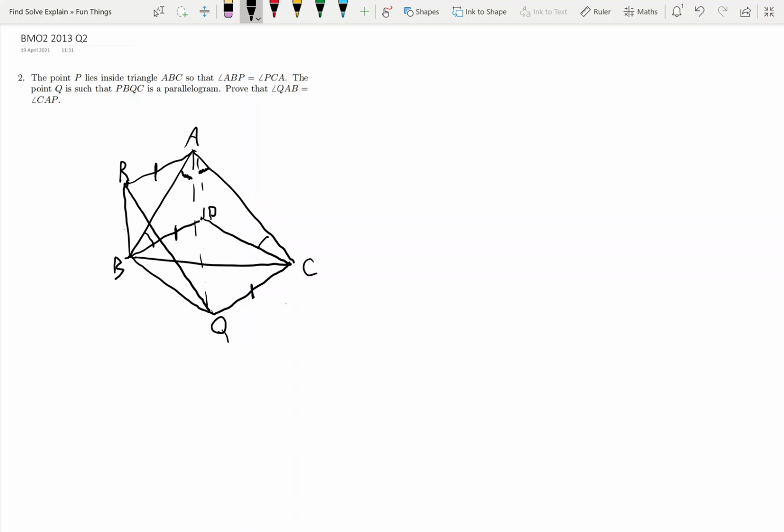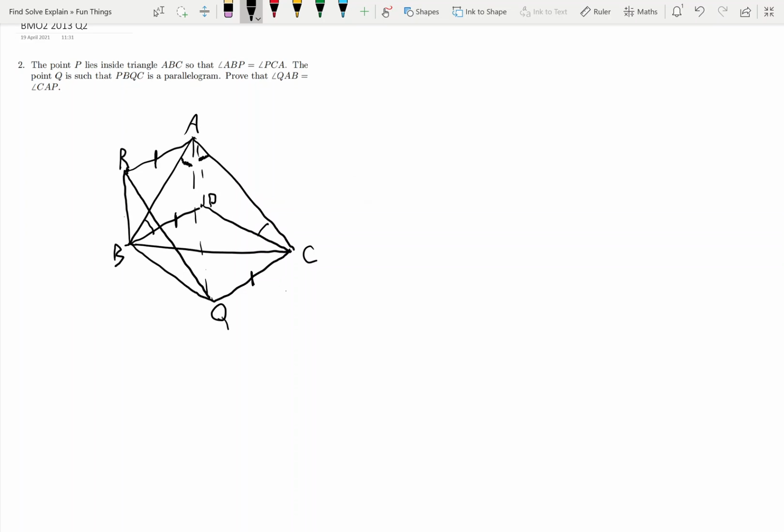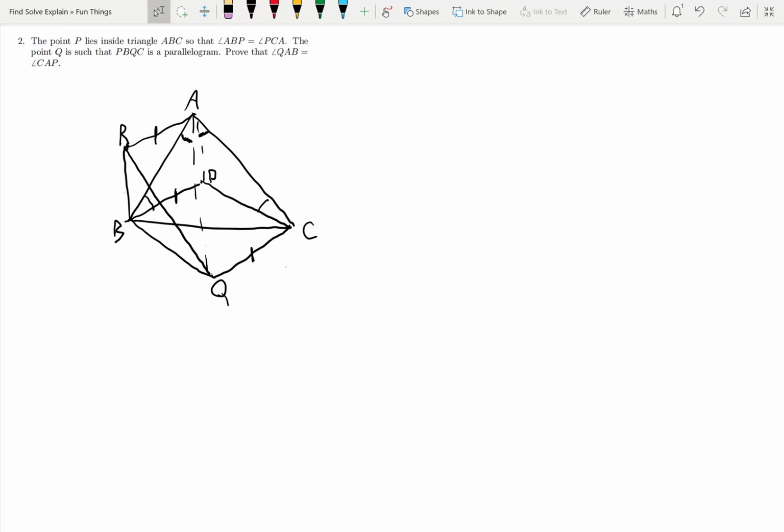Now, we know we now have one more parallelogram, three parallelograms. However, there's something more exciting about R than just the fact that there's a parallelogram. And that is that ARBQ is a cyclic quadrilateral.